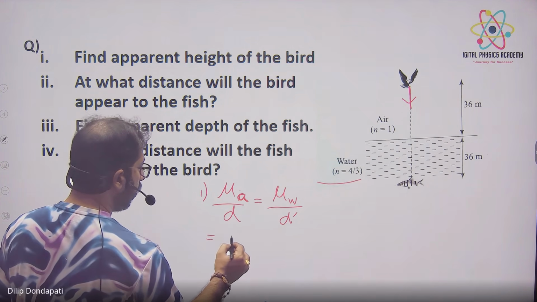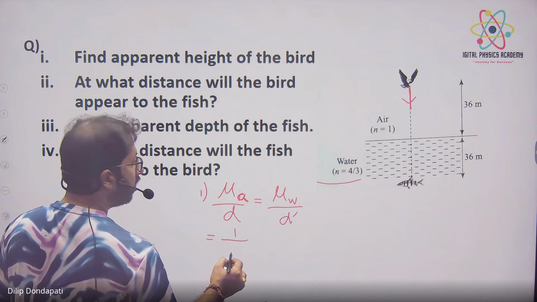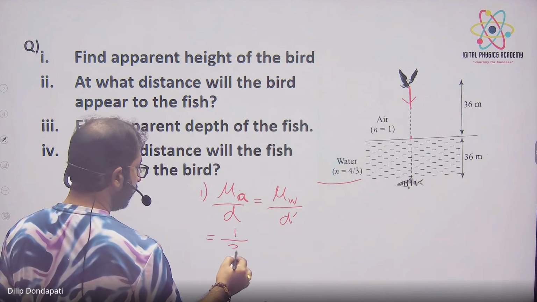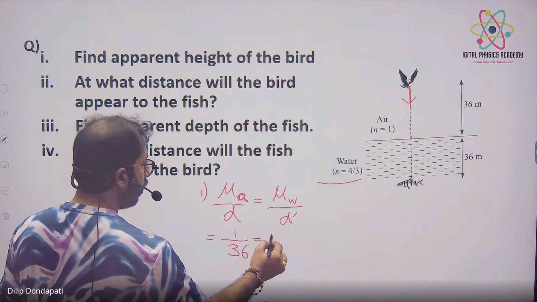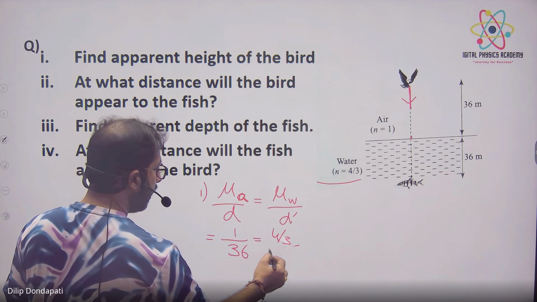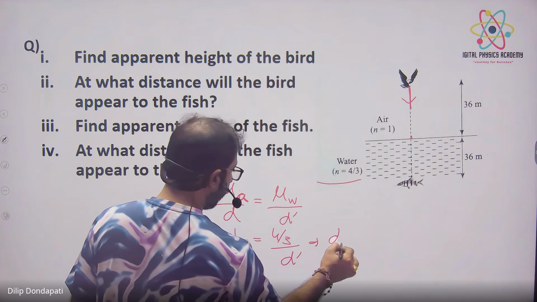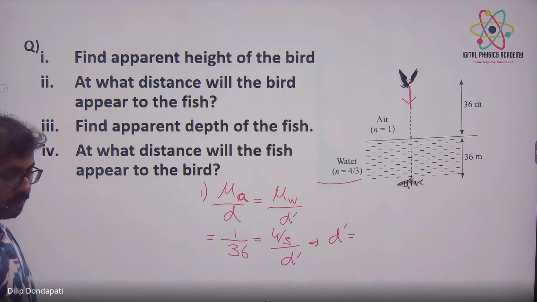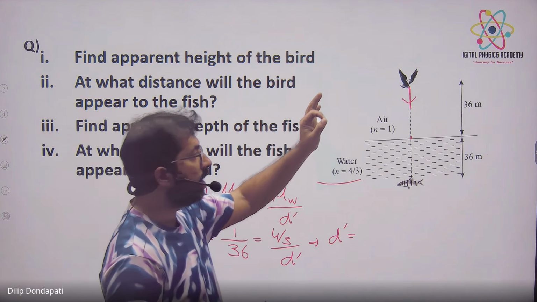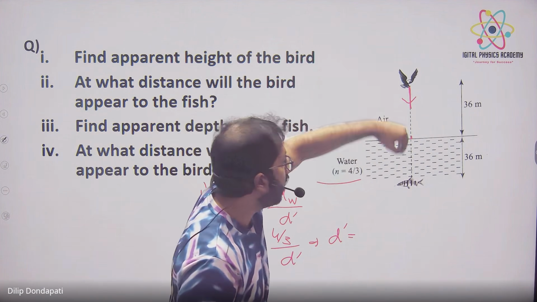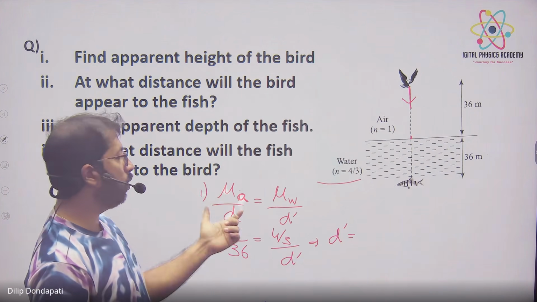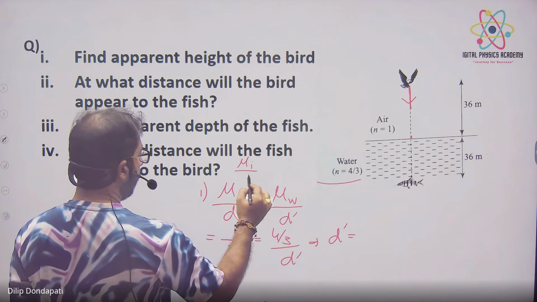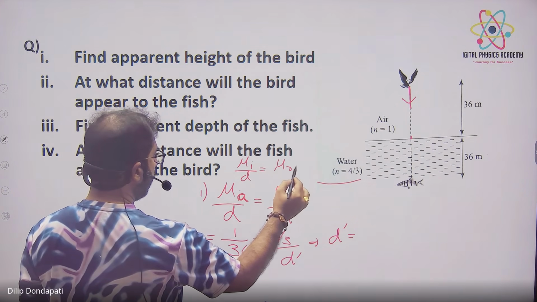So mu of air is 1, and d is how much? What is the real depth, how far from the surface? Object 36 is equal to mu w, which is 4 by 3, by d dash. Now find d dash. Is everything understood? So identify the object. Take the ray from the object so that you can identify mu I and mu R. Mu I by d is equal to mu R by d dash.